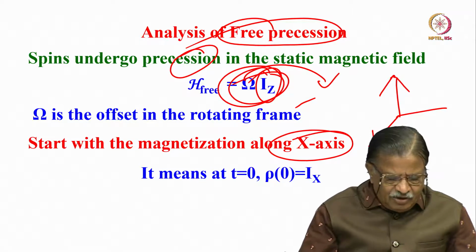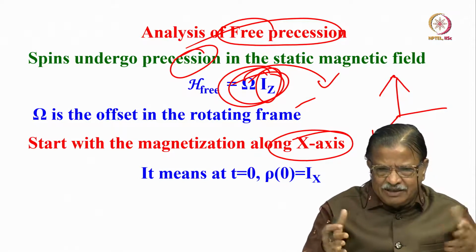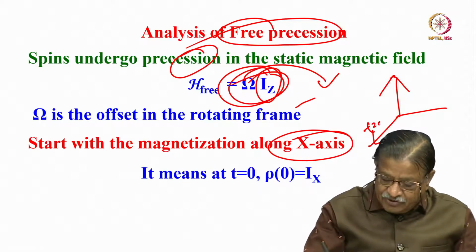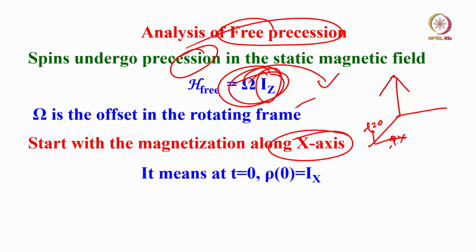Okay. So that means you have brought the magnetization to the x axis somehow. That means at time t equal to 0, we have only Ix. Rho 0 is equal to Ix. Rho 0 is equal to Ix is my initial density operator, the beginning state.